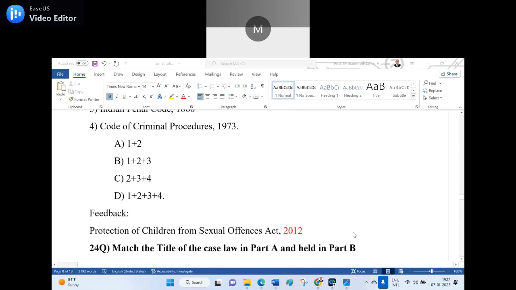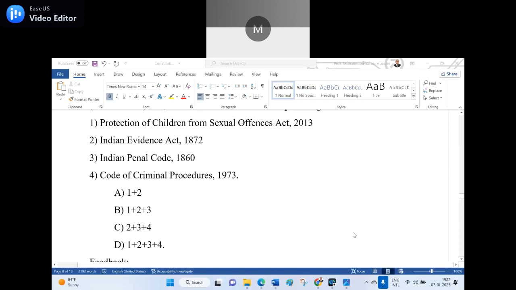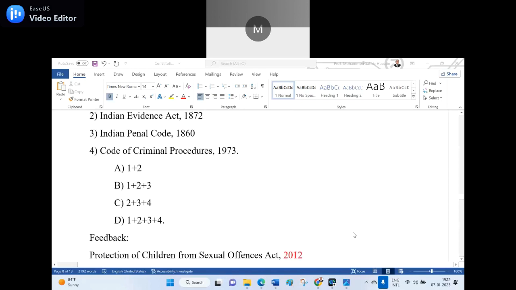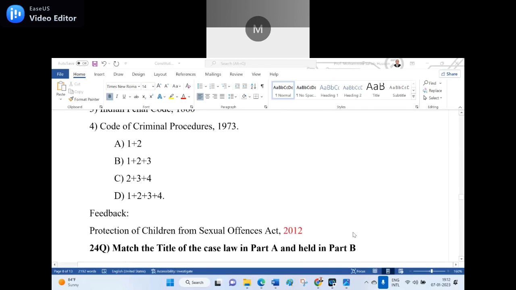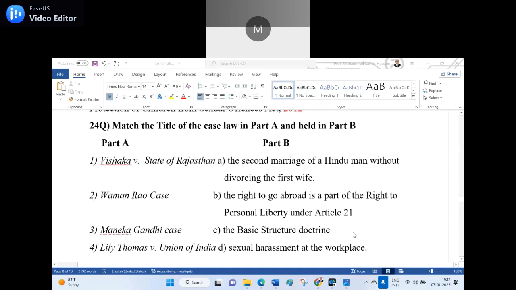See, the Protection of Children from Sexual Offences Act is 2012. What did I write? 2013. You have to give the reason. No doubt you shot it, but you have not given me the reason. I just changed the year to make you confused. And I know that everybody marks 1 plus 2 plus 3 plus 4 because the definition of rape changed in all the 4 acts. Am I right? Yes, sir. You are shooting, but I want the reason. That's a very important factor.